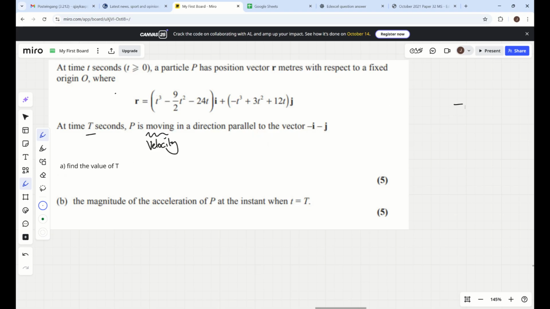Parallel to minus i minus j. So this is the same as saying southwest. They might have said southwest as well. So there's a couple of ways of doing this one here.